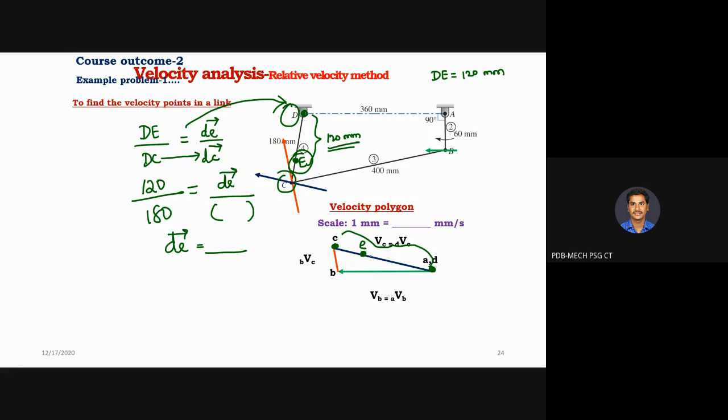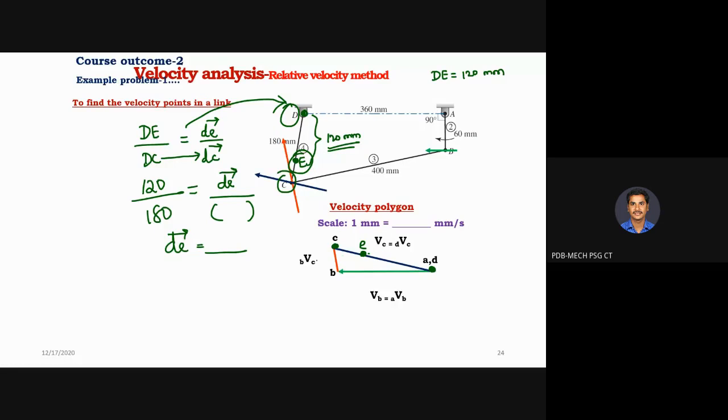Now, what is this particular thing indicating? This one, velocity of point E with respect to D. Okay, velocity of point E with respect to D. Is it clear? Yes, sir. It is indicating the velocity of point E with respect to D.